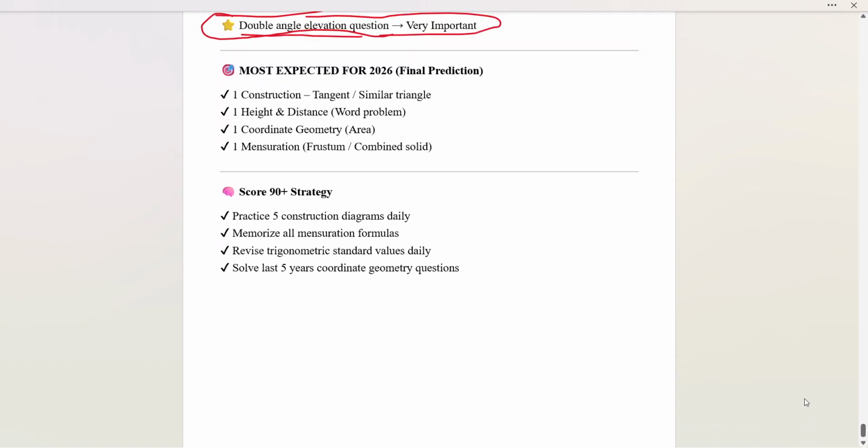Next is most expected for 2026. It is the final prediction. The final prediction is one question from construction. It is a tangent or similar triangles.